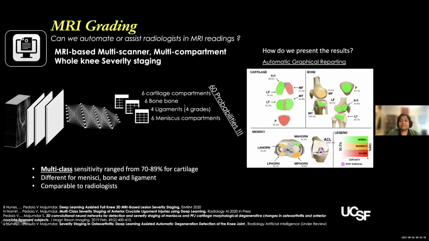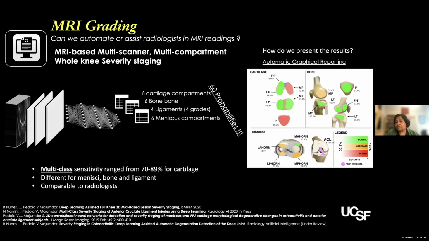But what happens? You provide a model, you have 60 probabilities. How do we represent this to the radiologist, and how do we make it useful? This is one of the reports that we came up with, where we look at the femur, the lateral femur, the medial femur, and we color code it. If the cartilage is normal, it's green. If there is a severe lesion, we actually put down a different color.